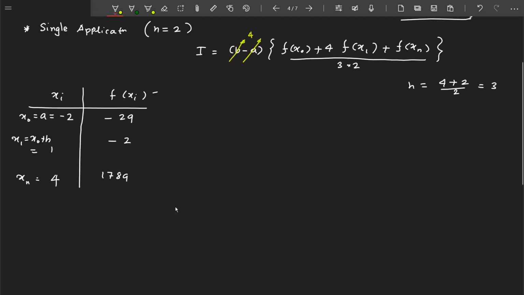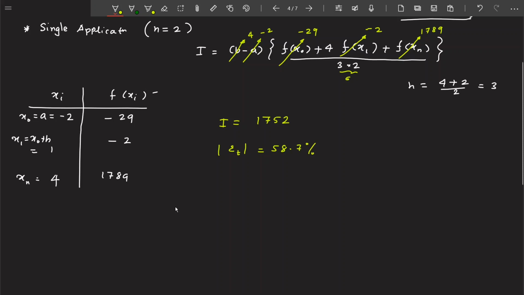So what you are going to do here is you are going to substitute the value of b is 4, a is minus 2, f(x0) is minus 29, f(x1) is minus 2, f(x2) is 1789, and this is going to be 6. So when you substitute all the values and calculate this integral, the value of I comes out to be 1752. Okay, and when you calculate the percentage true error, the error comes out to be 58.7%.